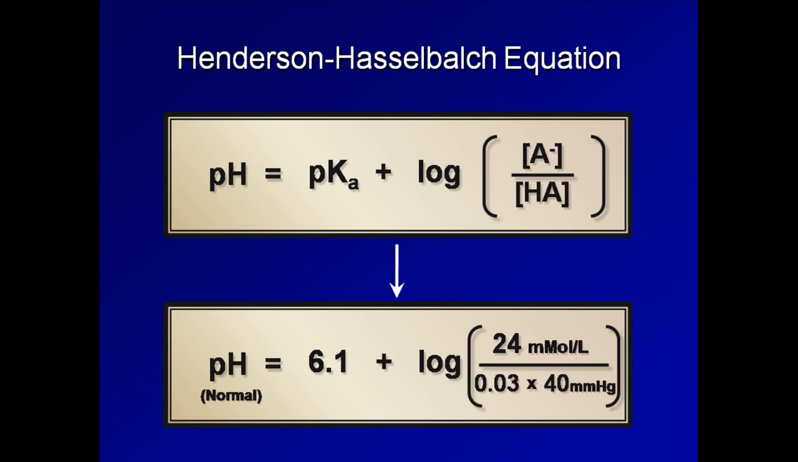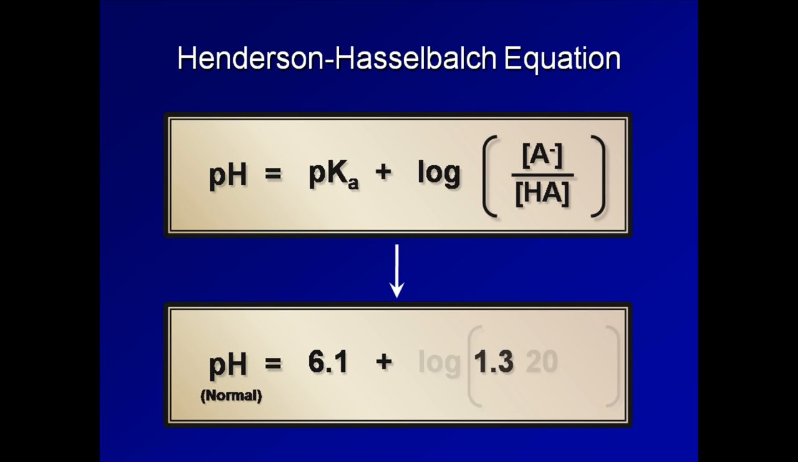24 divided by the product of 0.03 and 40 is equal to 20. The log of 20 is 1.3. And finally, 6.1 plus 1.3 equals 7.4, which as it turns out is the normal value of arterial pH. I love it when physiology and math work so well together.